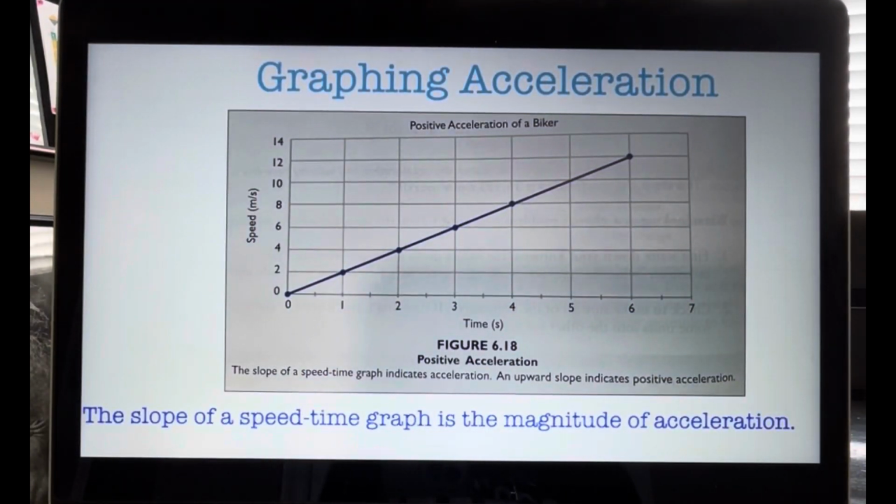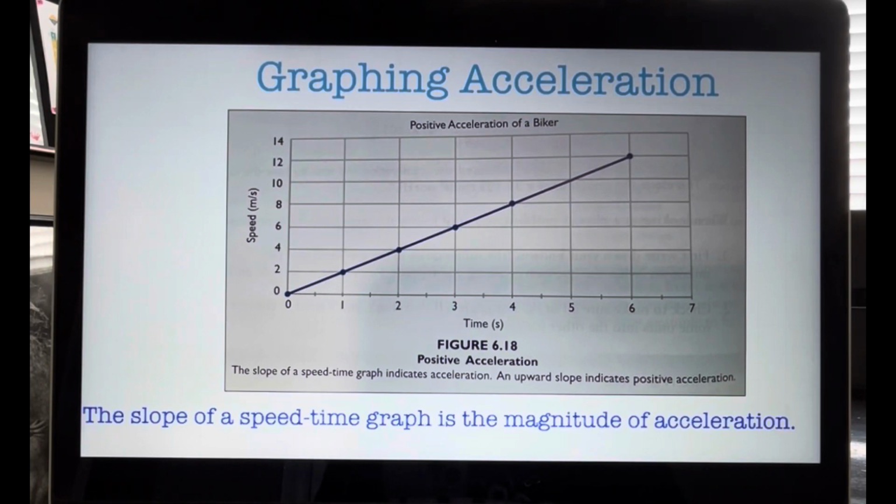Graphing acceleration. Just as we were able to graph velocity, we are able to graph acceleration. Suppose a biker is biking downhill in a straight line and the bike's speed increases 2 meters per second every second. That means that the biker's acceleration is 2 meters per second squared. This figure is a graph of the biker's speed over time.